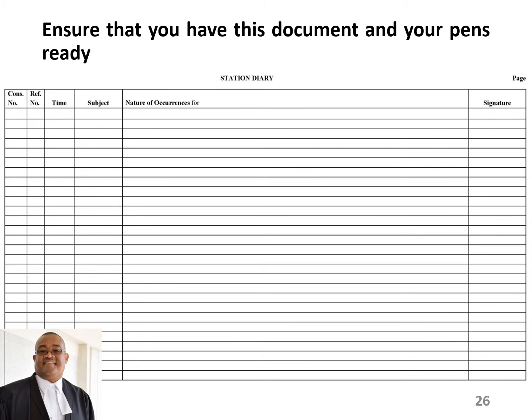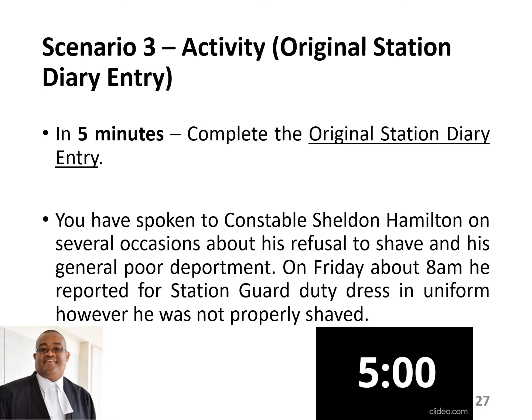Before we look at the activity, ensure that you have the copy of the diary entry page, which should have at least one entry written on it already. So ensure that you have a diary entry page for the next activity. So for scenario 3, you will have 5 minutes to complete the original station diary entry. You have 5 minutes for this activity starting now.